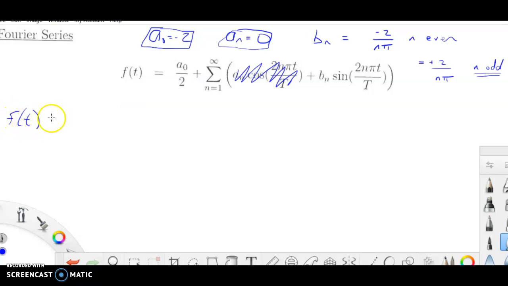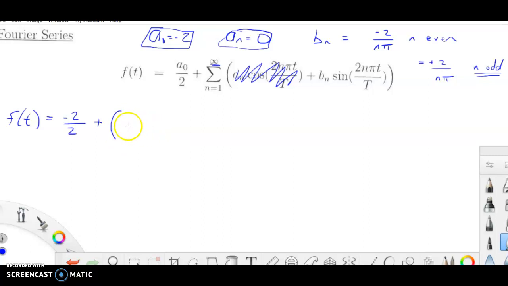F of t, A0 is minus 2, so we have minus 2 over 2, that's just going to be minus 1, plus the sum of all these terms from n equals 1 to infinity, right? n equals 1 to infinity. So we can just start listing them out. Term 1. What's term 1 going to look like?